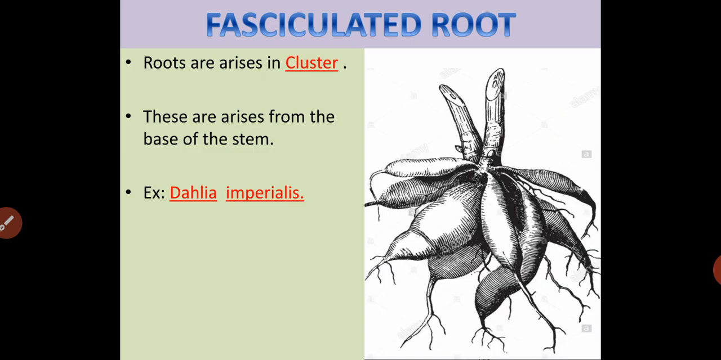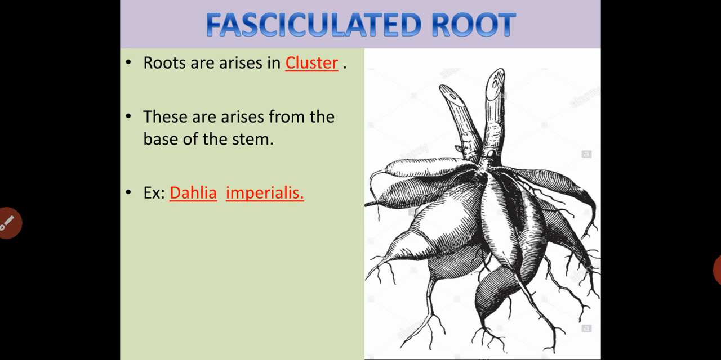The next type of root is the fasciculated root. It is the condition where the adventitious roots swell irregularly but in cluster. These arise from the base of the stem, which is commonly seen in case of Dahlia imperialis.